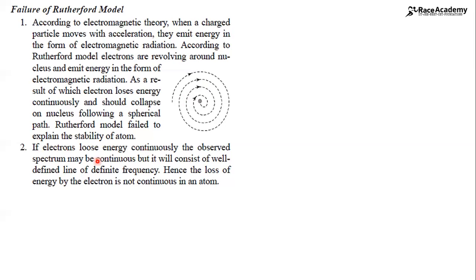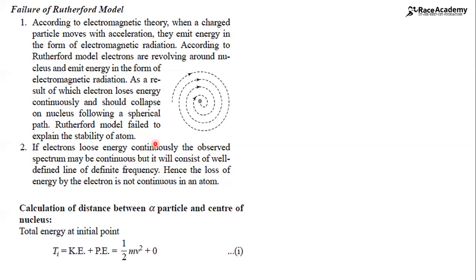Another failure noticed is this: if electrons lose energy continuously, the observed spectrum should be continuous, but it consists of well-defined lines of definite frequency. Hence, the loss of energy by the electron is not continuous in the atom. So it should be a discontinuous spectrum.